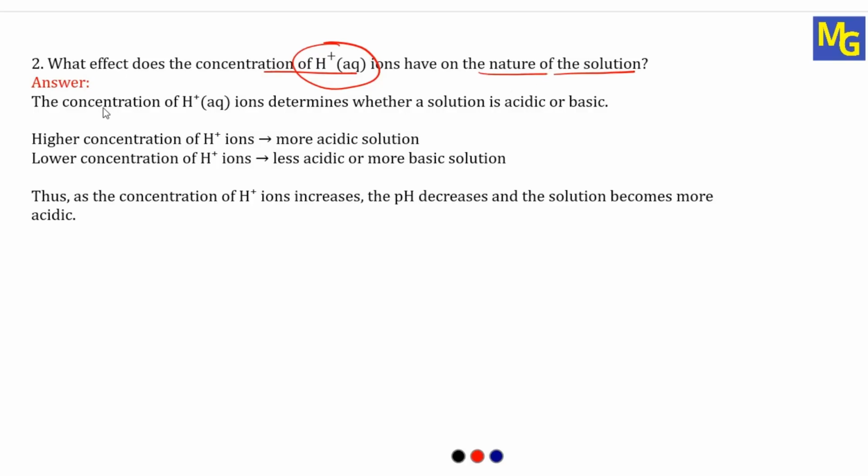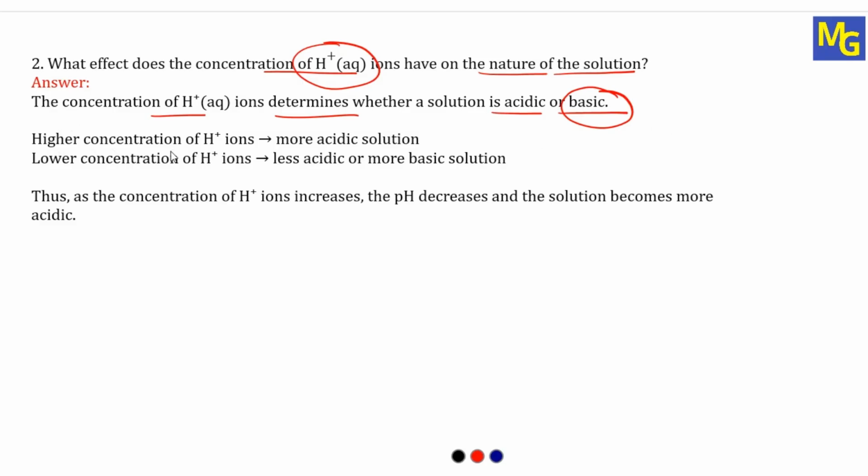See the answer. The concentration of H plus ion determines whether the solution is acidic or basic. In the earlier question I have already explained, if the H plus concentration is more, it is acidic and pH will be from 0 to 7. If the H plus ion concentration is less, then it will be basic and the pH will be from 7 to 14. According to the same basic knowledge, we can answer this question.